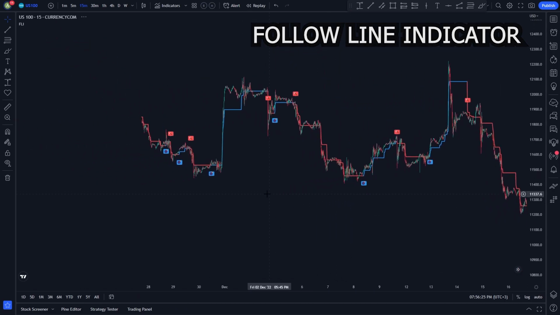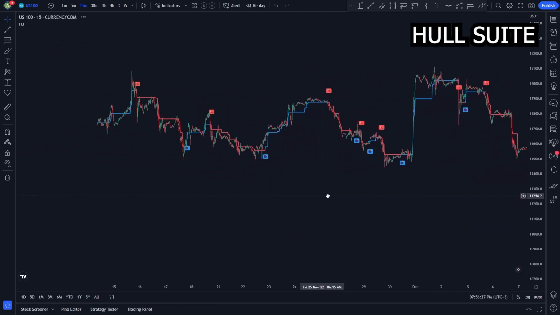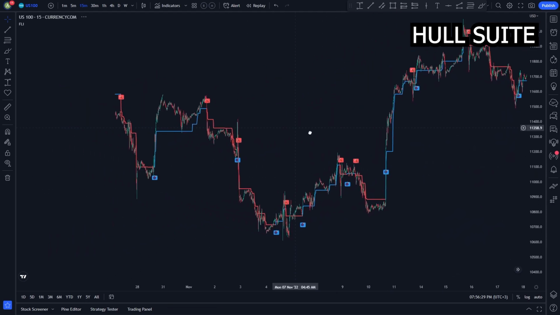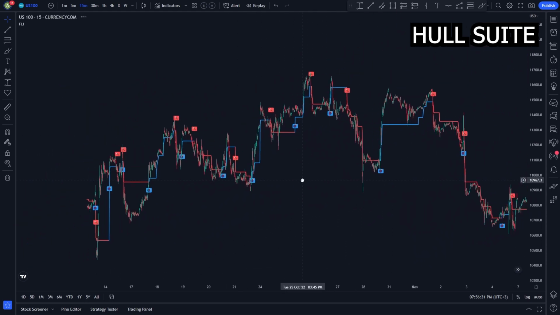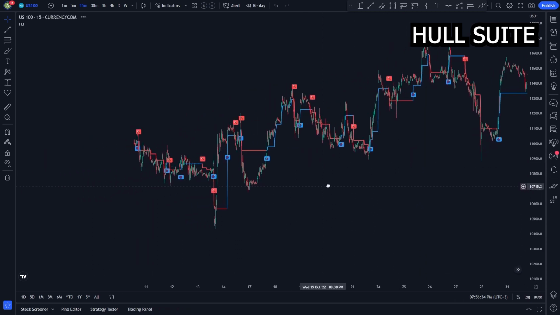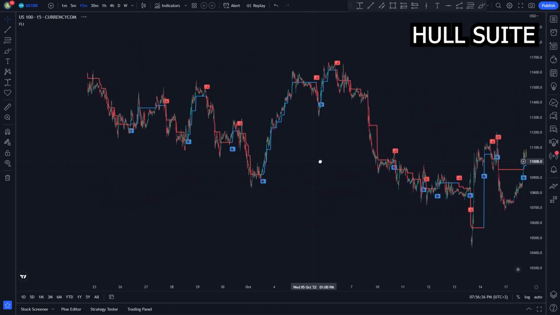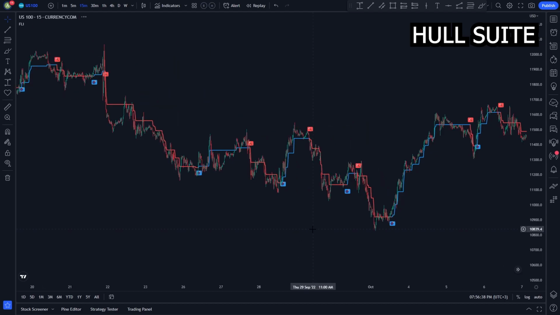The second indicator is going to be the Hull Suite. The Hull Suite indicator is a trend indicator. It uses moving averages to determine whether the market is bullish or bearish. In our case, we will use it as our second confirmation indicator to eliminate as many false signals as possible.